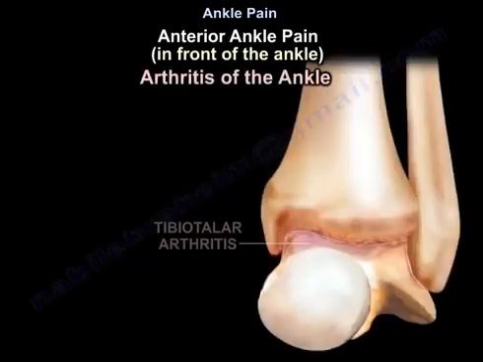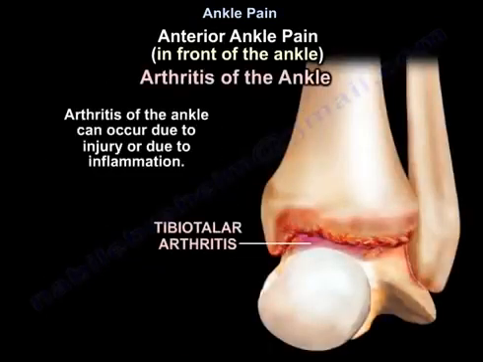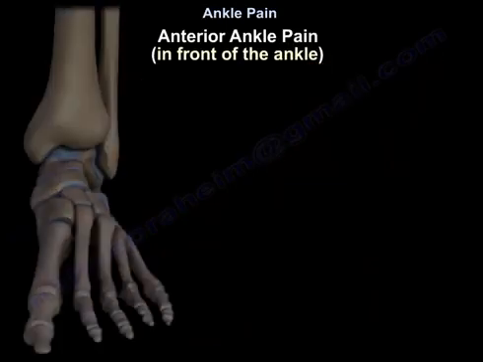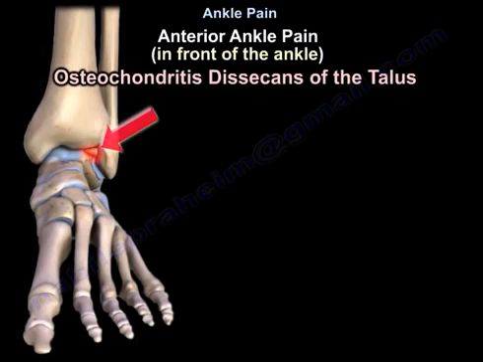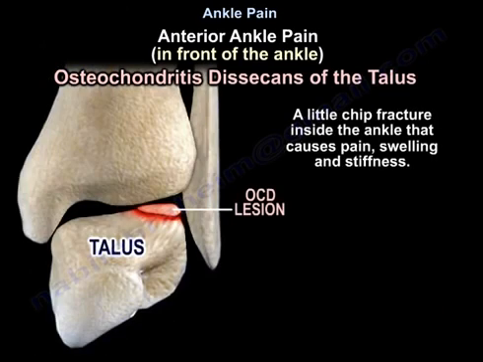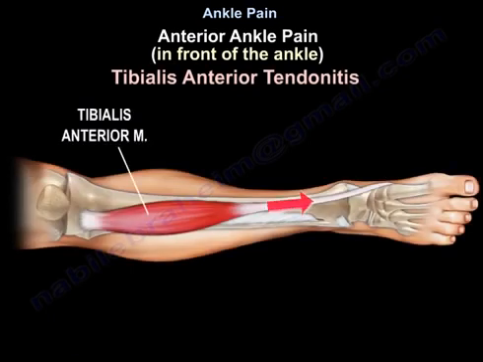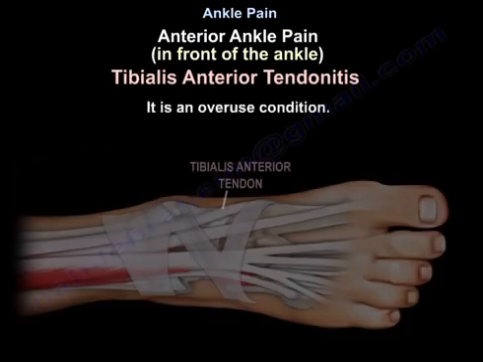Arthritis of the ankle. It can occur due to an injury or inflammation. You can diagnose it by examination or by an X-ray. Osteochondritis dissecans of the talus is a little chip fracture inside the ankle that causes pain, swelling, and stiffness. Tibialis anterior tendonitis is an overuse condition.